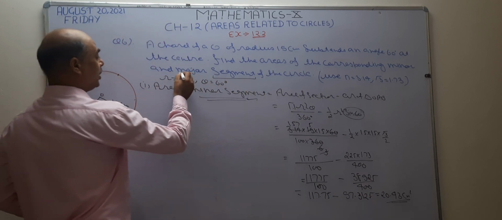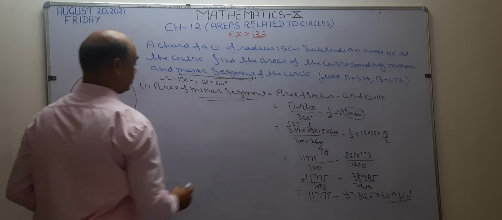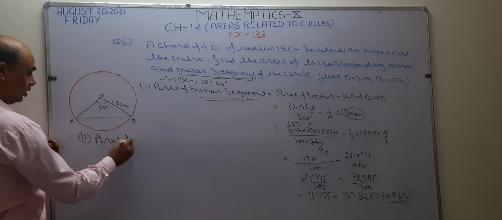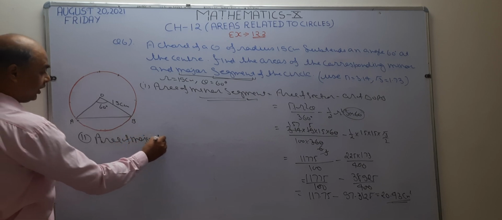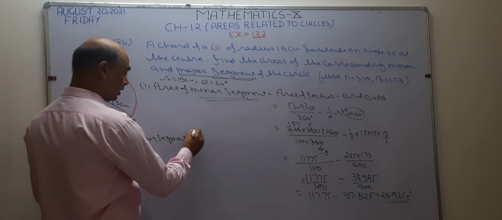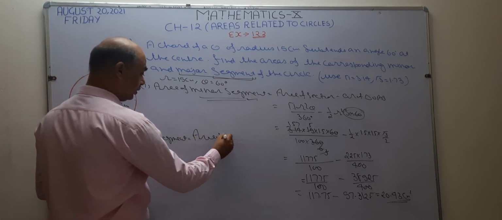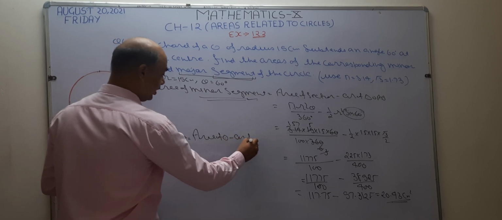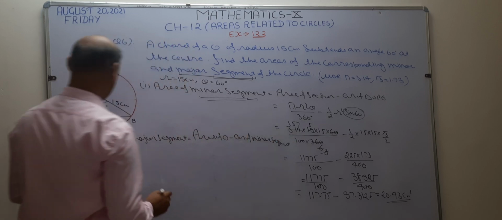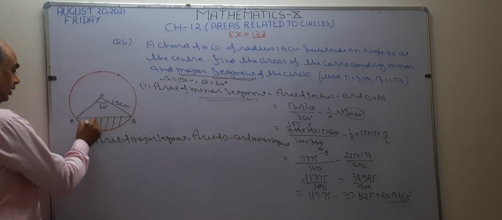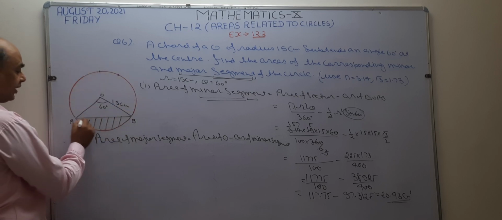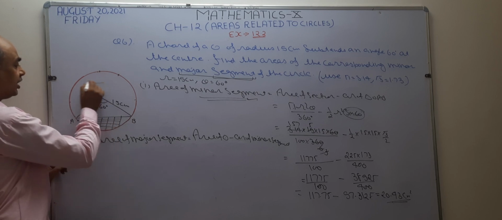But this question has two parts. Second part is area of major segment. So here, second part, area of major segment. How do you find the area of major segment? Area of circle minus area of minor segment. This is your minor segment, and the remaining portion is known as area of major segment. From this circle, when I subtract this area of minor segment, the area of major segment is there.